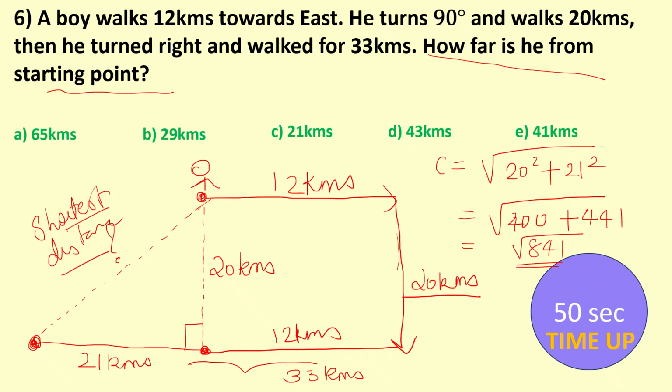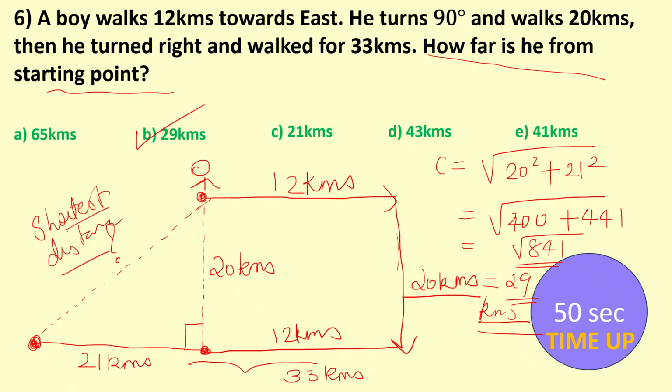841 किसका स्क्वायर रूट है? पता है आपको? पता नहीं? तो स्क्वायर रूट 1 to 50 लर्न करो. ओके. तो सब समझ में आएगा. तो 841 किसका स्क्वायर रूट है? 29 का. ओके. तो 29 kilometers will be your right answer.